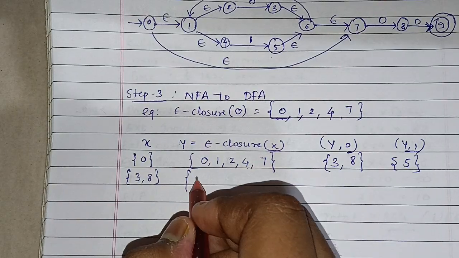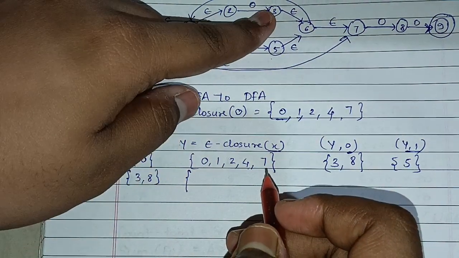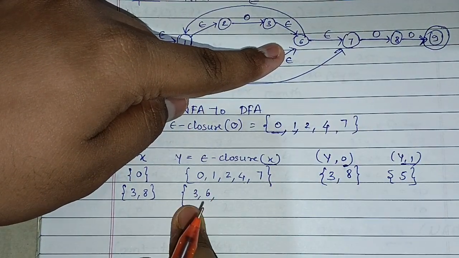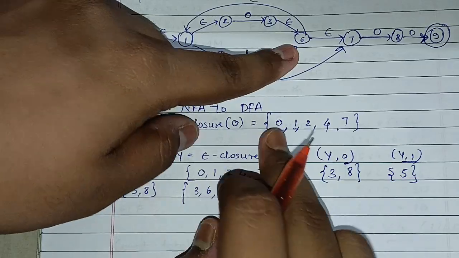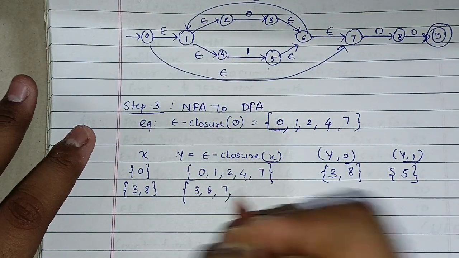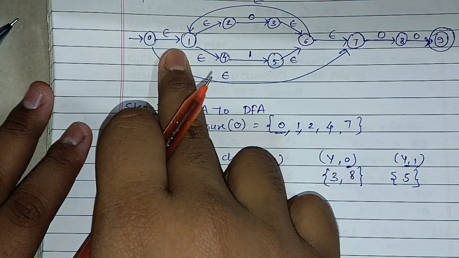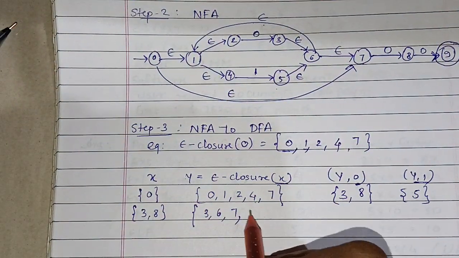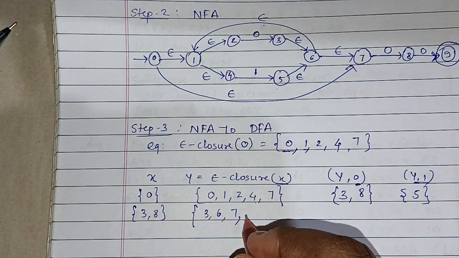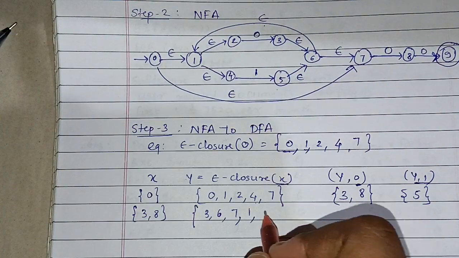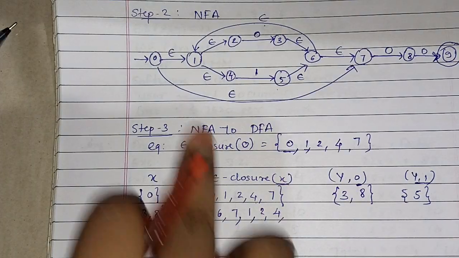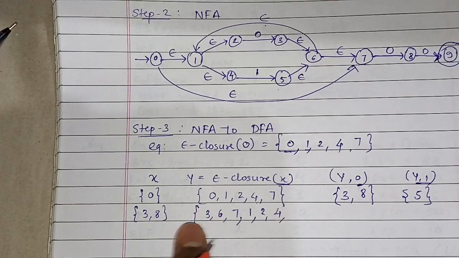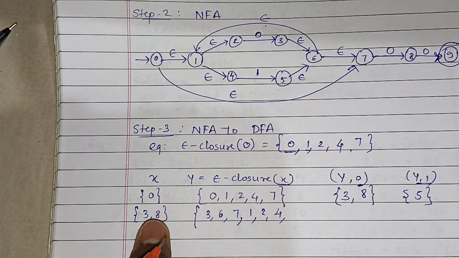As I told you previously, epsilon closure of 3. How to find the epsilon closure of 3? 3 to 6. Yes, it is going from 3 to 6. 3 will come. 6, and 6 to 7. It is going to 7. Now see, from 6 there is a back transition, which is also an epsilon transition, as you can see. So from 6 it is going to 1, then 1 to 2 and 2 to 4. Yes, 1 to 2, 2 to 4. Now for 3 we have done the epsilon closure. Now we have to find that of 8.